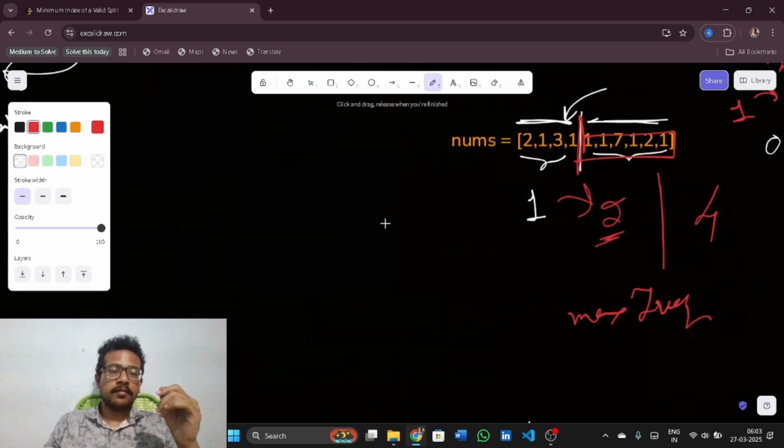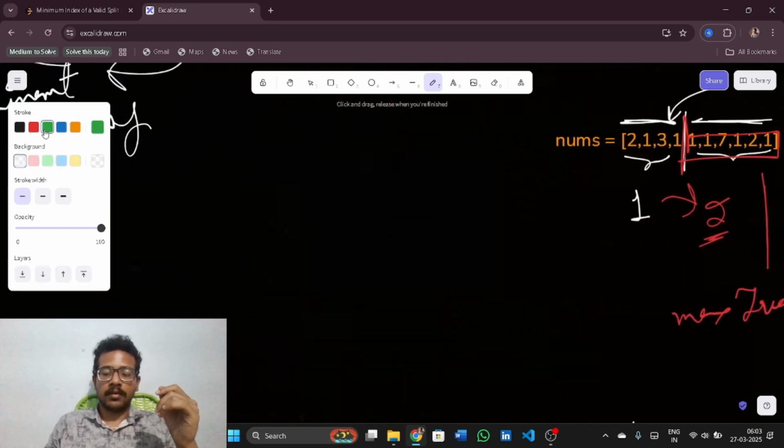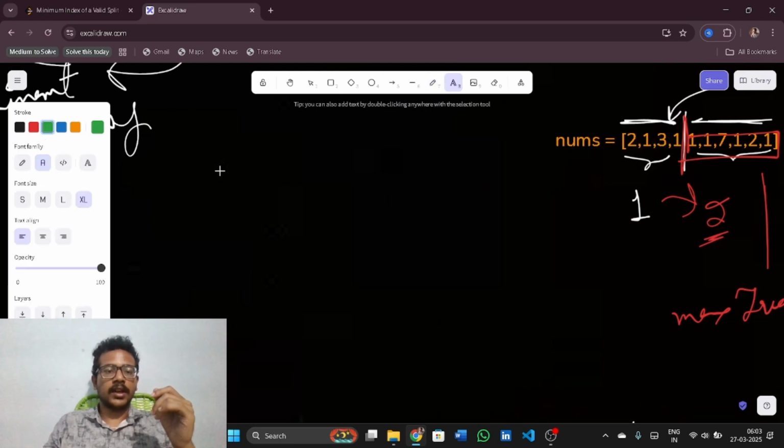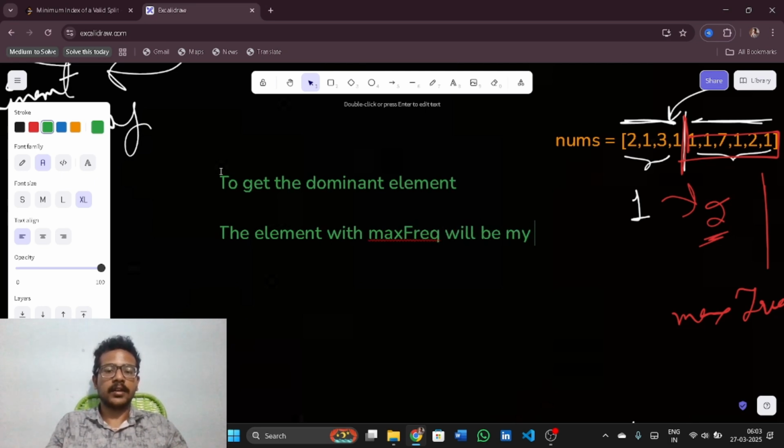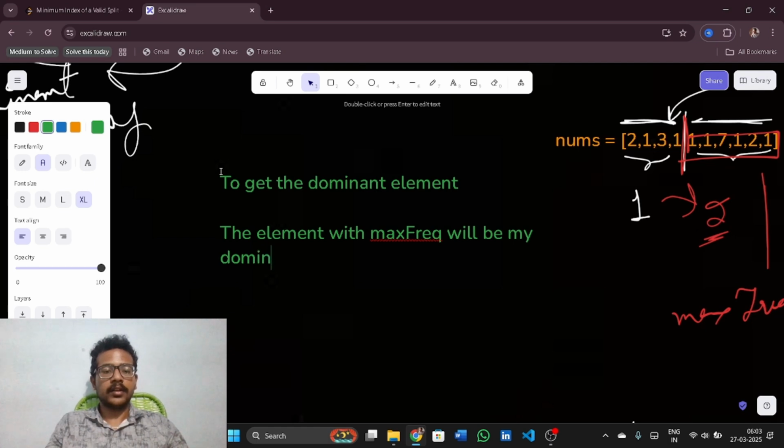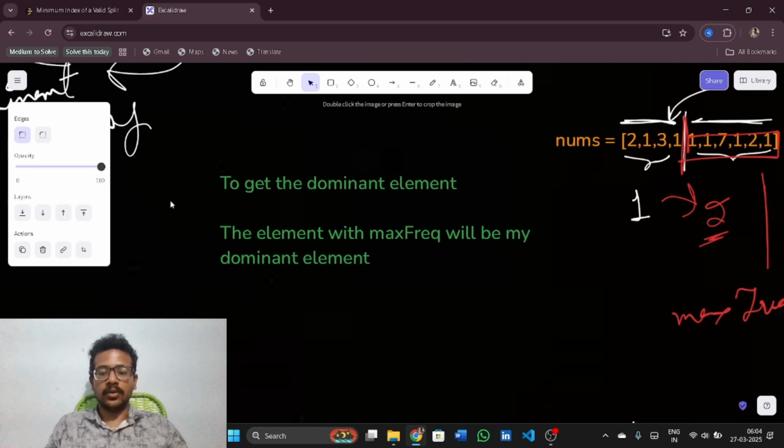Now, my first intuition is to get the dominant element. Now, how do I get this dominant element? The element with maximum frequency will be my dominant element. Now, what do I need to do next?